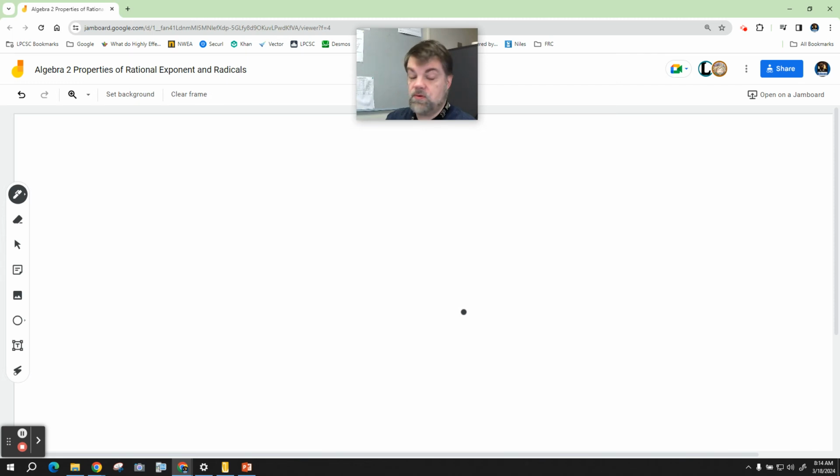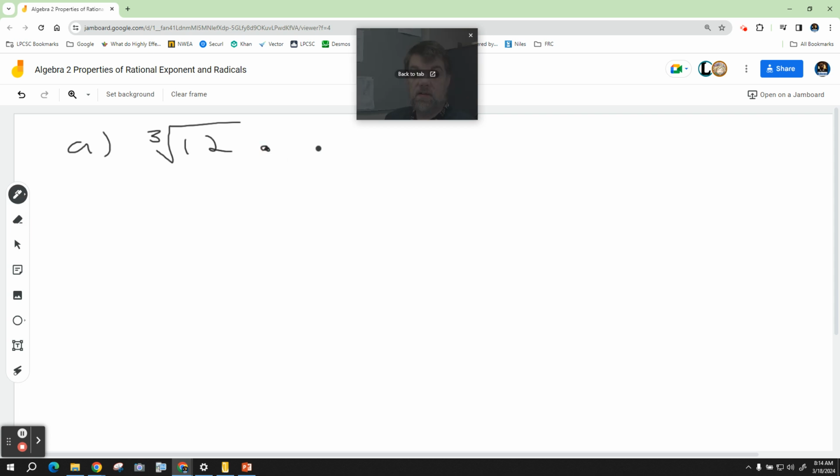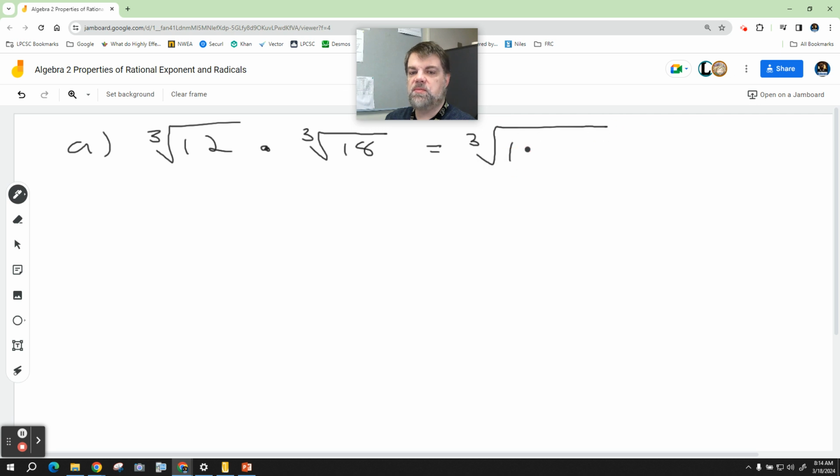All right, let's do this real quick. So one last thing is if I take the third root of 12 and then I multiply that by the third root of 18. Remember, one of the properties of this is kind of a fun one. One of the properties of this is that we can actually just take the third root of these two numbers multiplied together.